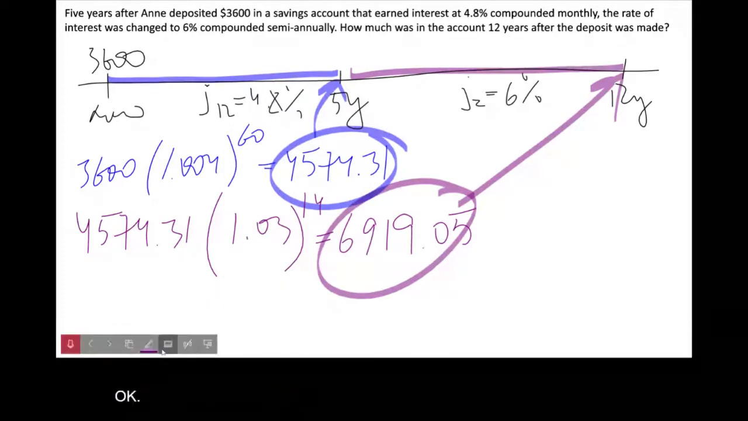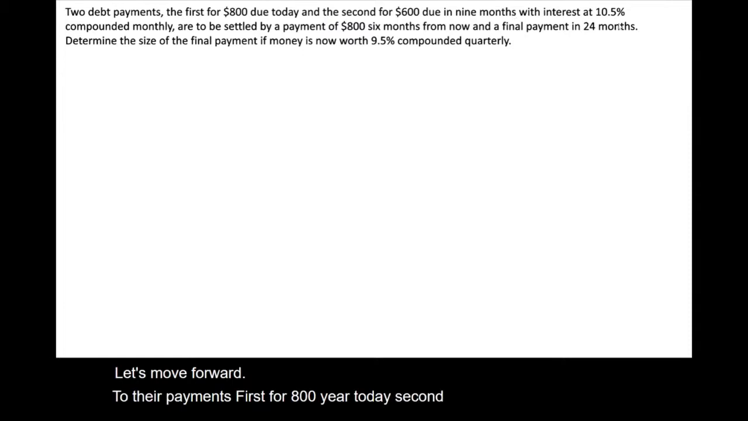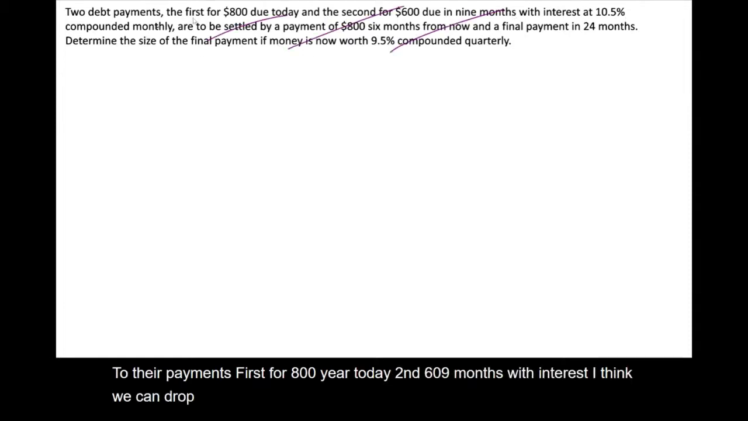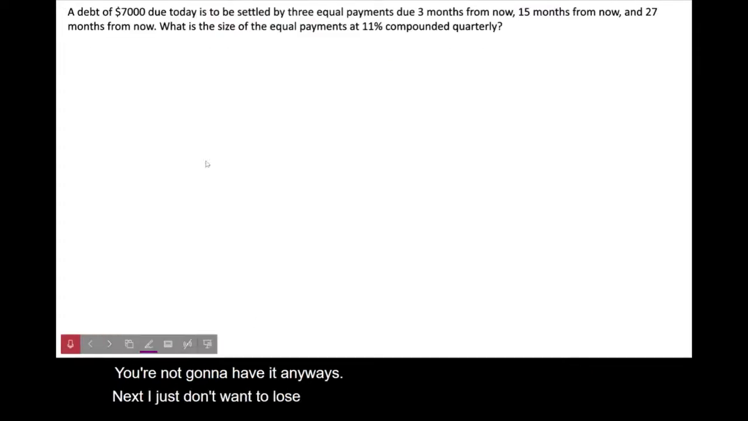Okay. Let's move forward. Two debt payments, first for 800 due today, second 600 due in 9 months with interest. I think we can drop that. We're not gonna have it anyways. Next, I just don't want to lose time.